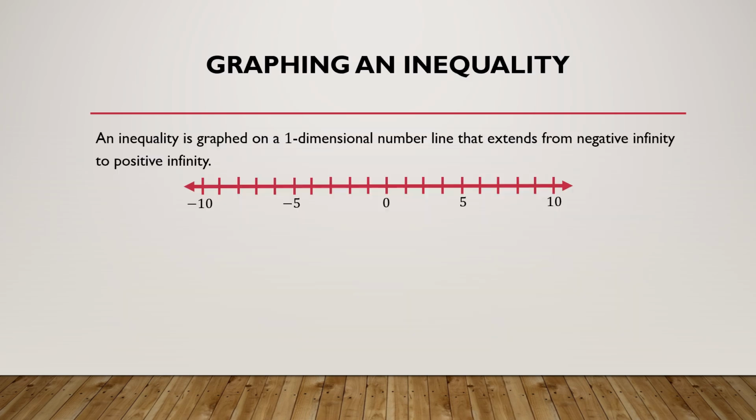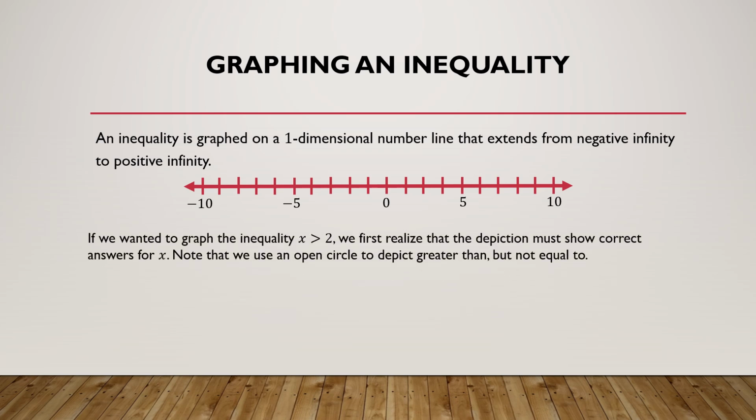An inequality can be graphed on a one-dimensional line that extends from negative infinity to positive infinity. In this case, the graph is centered on 0, but that is not a requirement. If we wanted to graph the inequality x is greater than 2, we first realize that the depiction must show correct answers for x, in this case, anything to the right of 2. Note that we use an open circle to depict greater than, but not equal to.